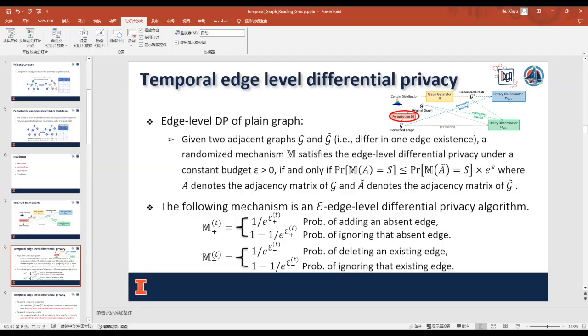In this work, we propose the following mechanism to do the perturbation. This is quite a simple mechanism, which includes 2 parts. The first one is adding edges, and the second one is deleting edges. There is no conflict between the 2. The first step is adding edges to absent edges with some predefined probabilities. The second step is deleting edges with a predefined probability. Note that when we delete edges, we do not delete the edges that we added in the first stage.